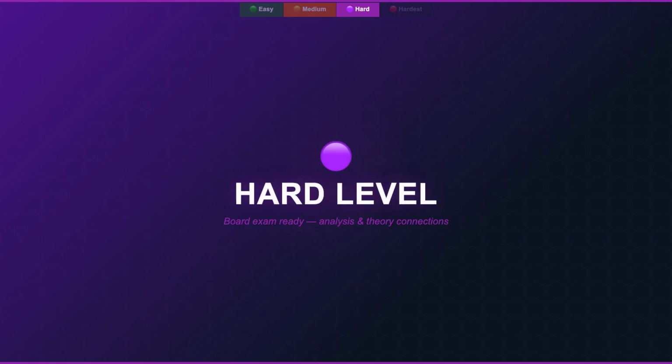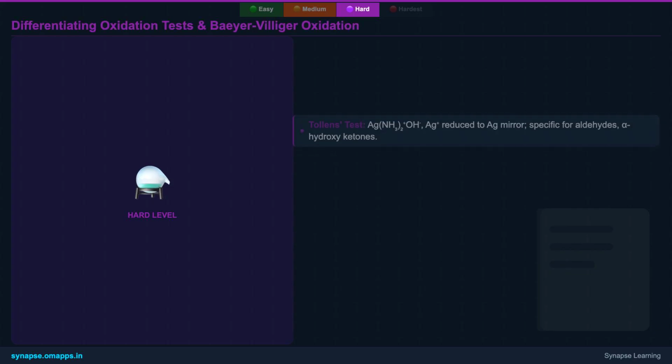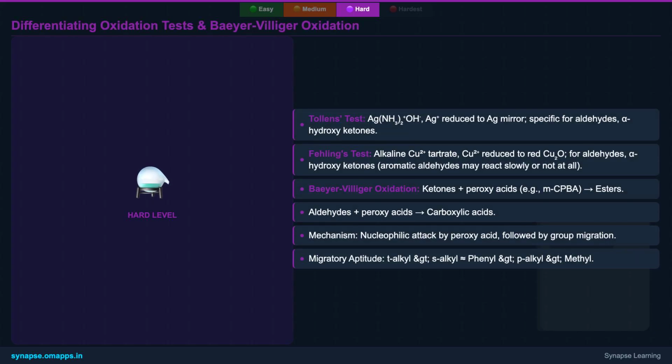Now, let's challenge ourselves further with advanced oxidation reactions and their mechanisms. Delving deeper into differentiating tests, Tollens' reagent, with its active Ag+ species, is highly sensitive and diagnostic for aldehydes, producing a distinctive silver mirror. Fehling's test, using Cu2+ tartrate, is also for aldehydes but less sensitive, with aromatic aldehydes sometimes giving negative results due to electronic factors.